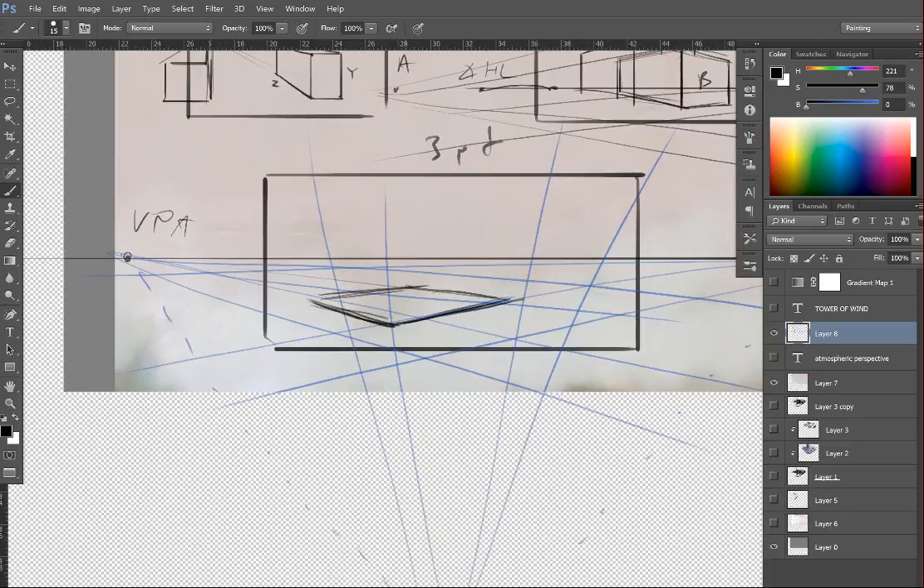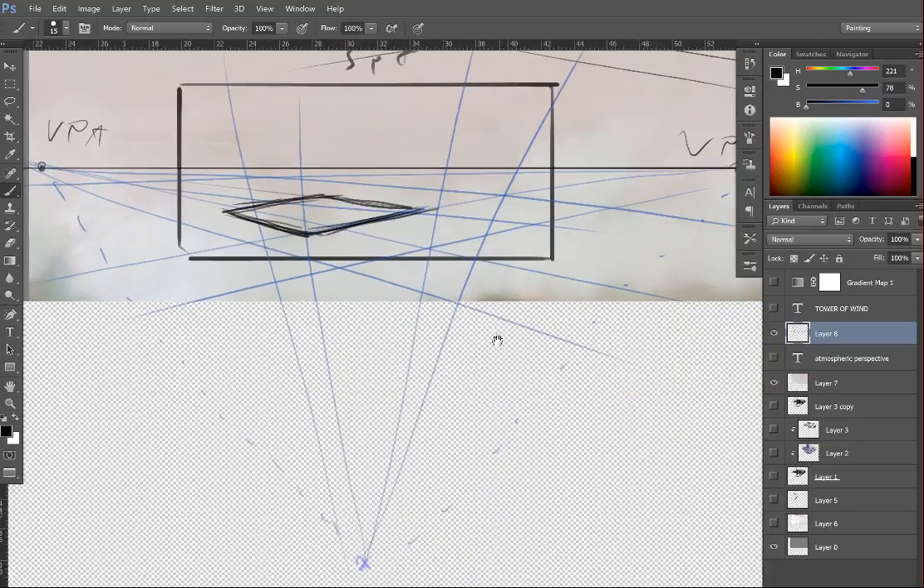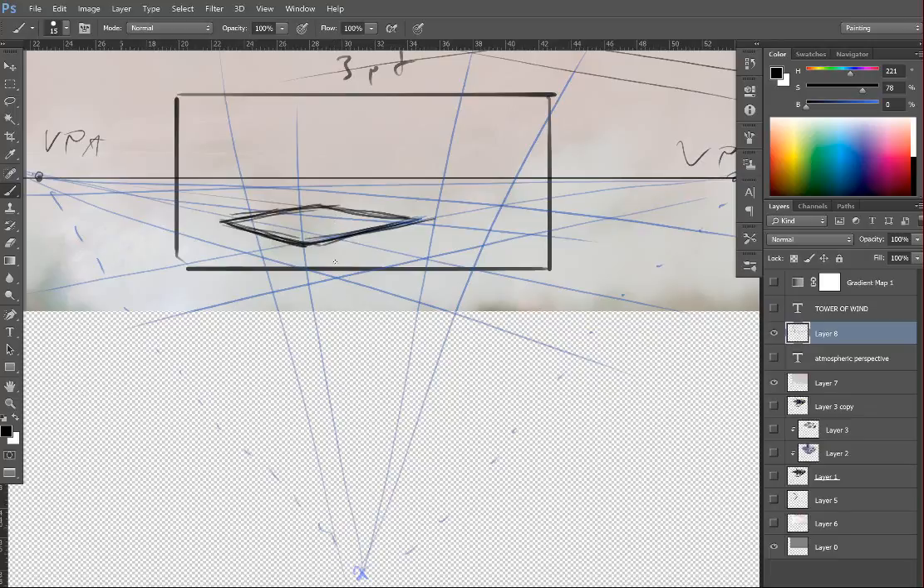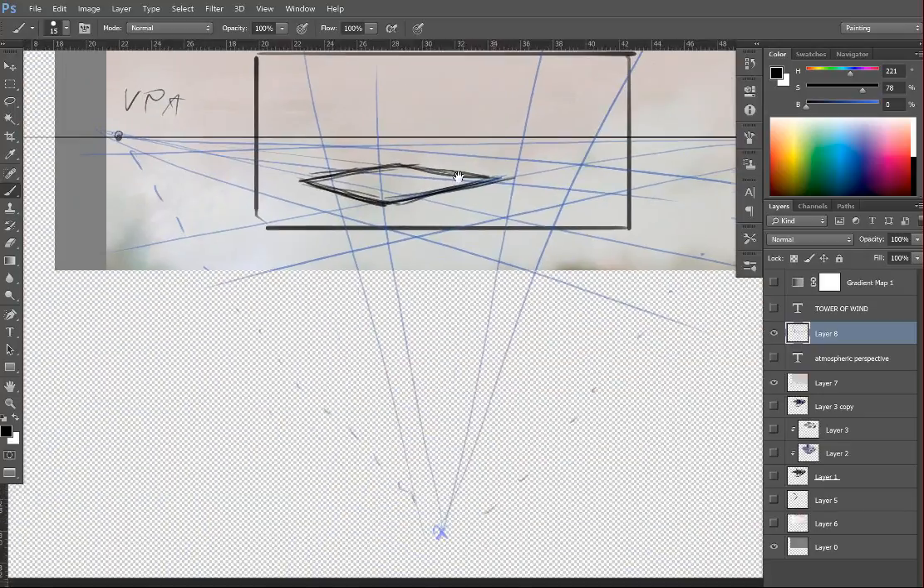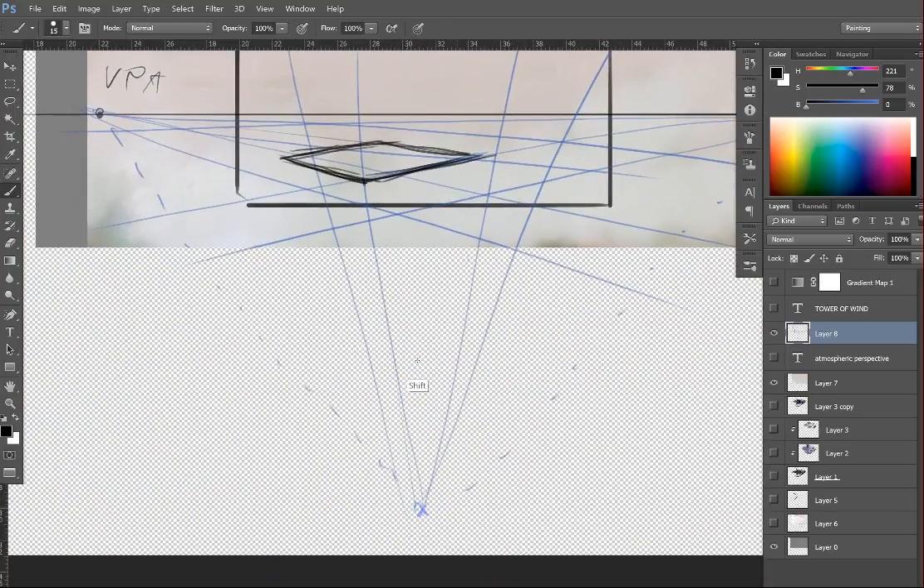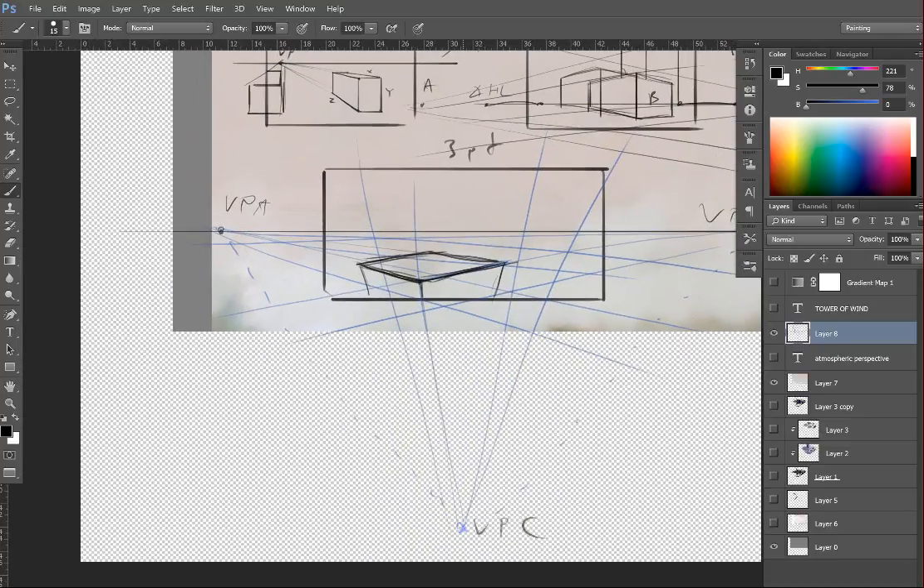So you got our plot of land, our space to construct objects. And now the straight lines that we have in the 2 point, we have to obey this VPC, vanishing point, the third one. So then you connect everything down to that. So ladies and gentlemen, this is called the 3 point perspective.